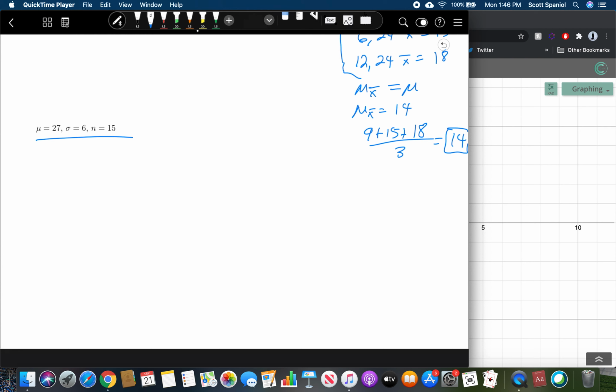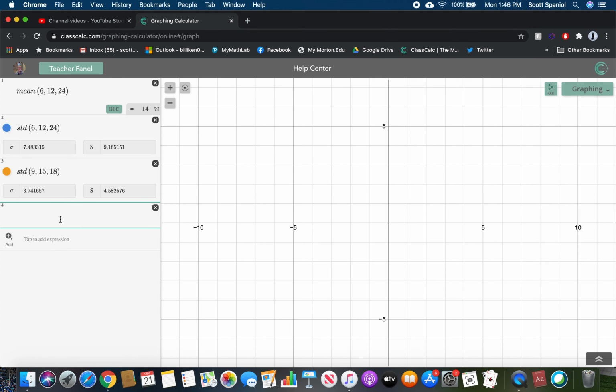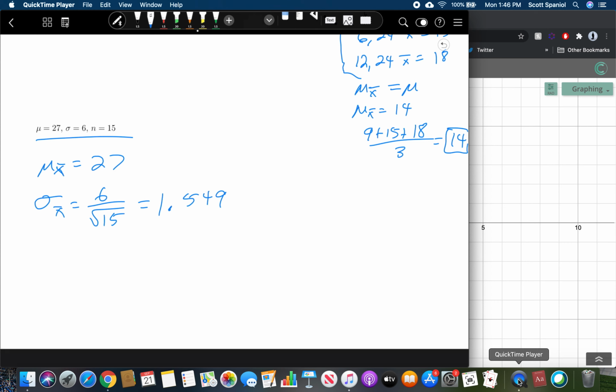Okay, so now that you've had a chance to try it, let's try it together. So mu sub x bar is just going to be whatever mu is, so that's 27. And sigma sub x bar should be 6 divided by the square root of 15. So let's just do that here in the calculator. 6 divided by the square root of 15, which is 1.549. Okay, so that's the idea of what we're going to be looking at here.